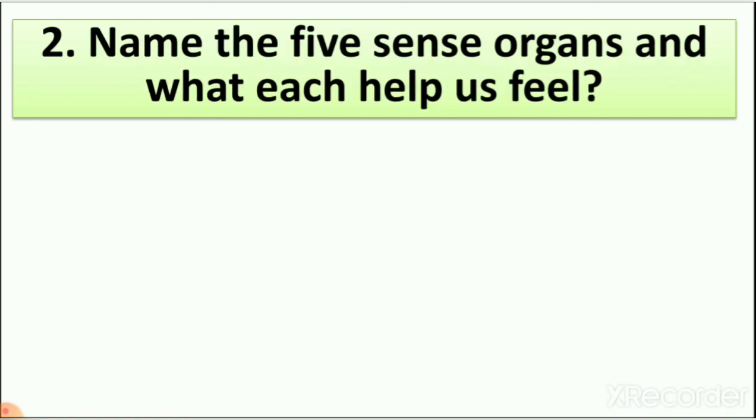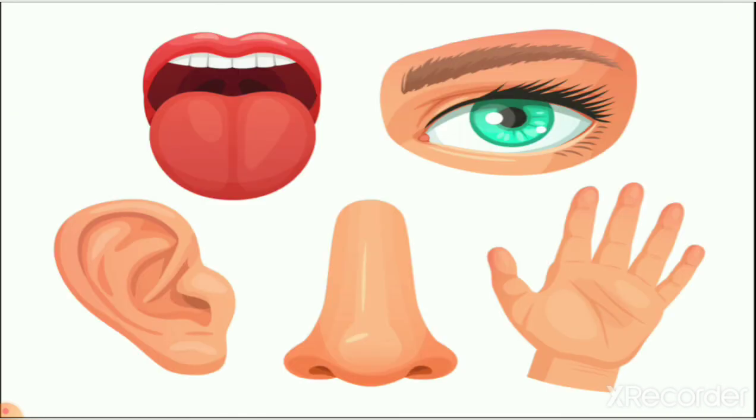Then next, name the 5 sense organs and what each helps us to feel. So first, let's see. Here you can see 5 sense organs. First is tongue, second is eyes, third is ears, fourth is nose, and fifth is touch, right? So these all are our sense organs. When you see the picture of a hand, you think that it is a hand. So why do we call it skin? The skin is the part of the body which covers our body. So we can say that it is skin.